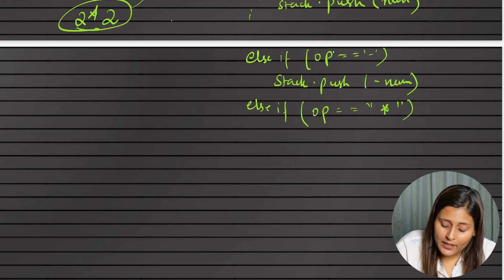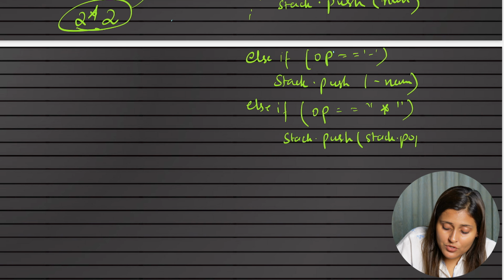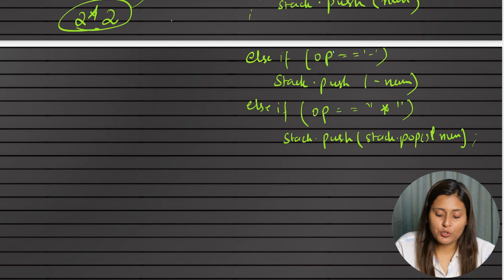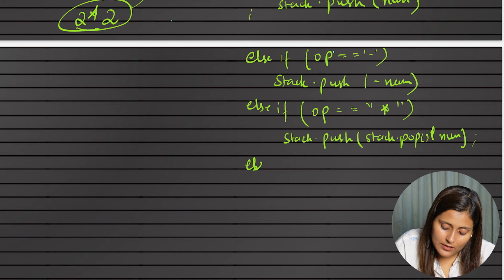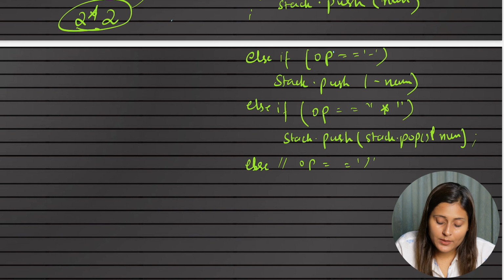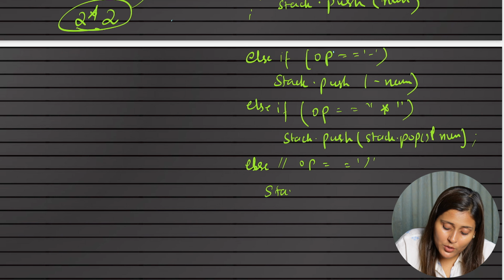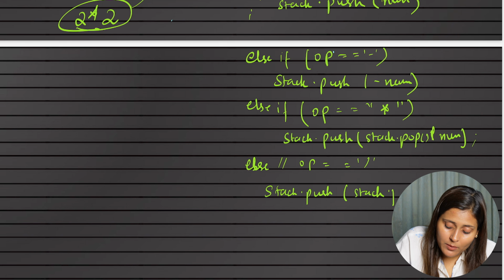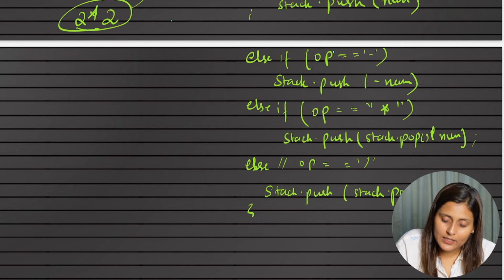So if it is multiply, in the stack we will push, but what will we push? First we'll pop from the stack, which is 2, then we will multiply it by this number and push the result in the stack. Else, this means the operator is nothing but divide, can I say? In that case also we'll do stack dot push, but first we'll pop that number, divide it by this number, and then push. Can I say this? Yes.